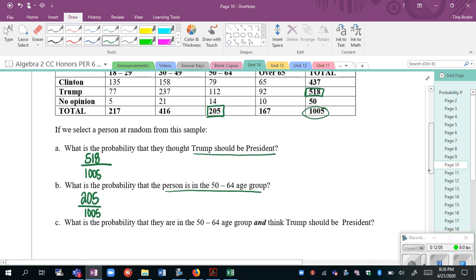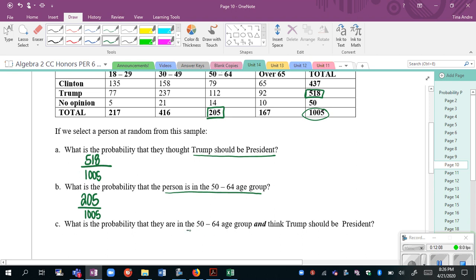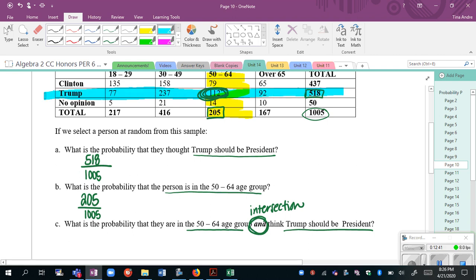The next one says, what is the probability that they are in the 50 to 60 age group and they think Trump should be president? And so this means both have to be true. We're looking for the intersection. So we're looking here, 50 to 64 age group. And Trump being president means that there's 112 that satisfy both this column and this row. So 112 out of the total number of people surveyed.